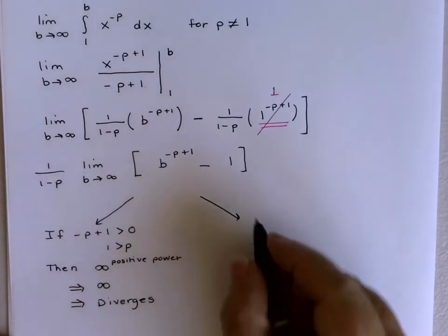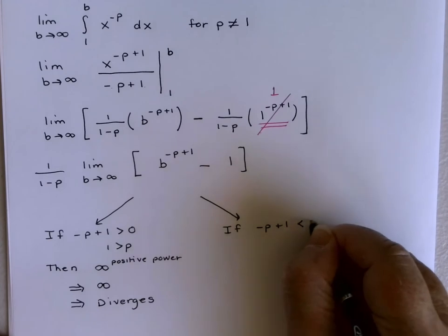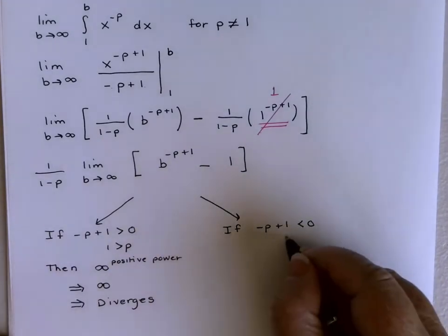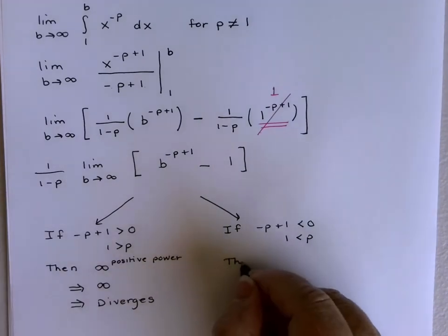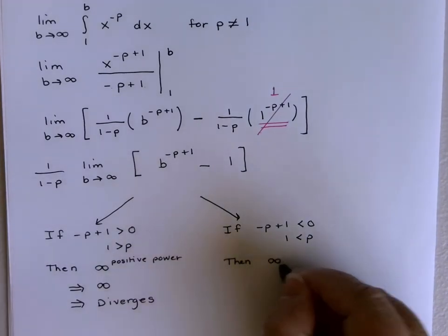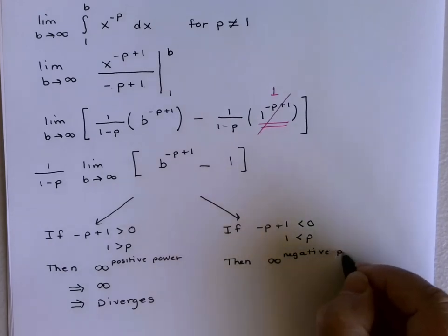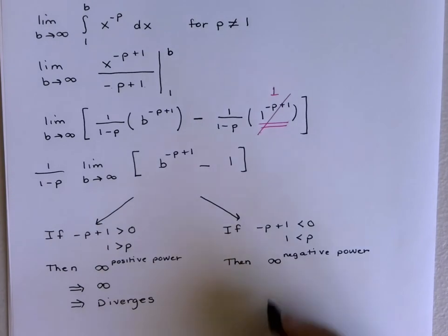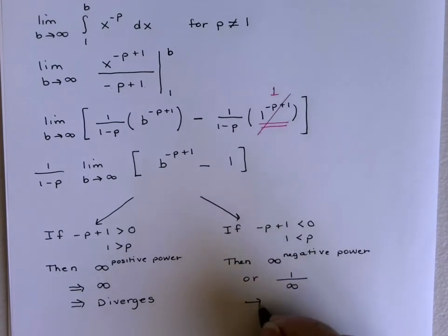However, if the exponent is negative, less than 0, in other words, 1 is less than p, then we end up with infinity to a negative power, which is 1 over infinity to some power, which goes to 0, and this converges.